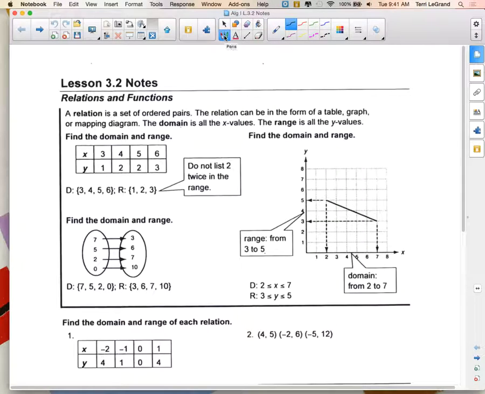So you have already SQ3R this lesson in your notebooks. We have 2 learning goals today. One of them is, can I determine if a relation is a function? You need to make sure you understand what is a relation first of all, and then what makes a relation a function. So that's your first learning goal today.